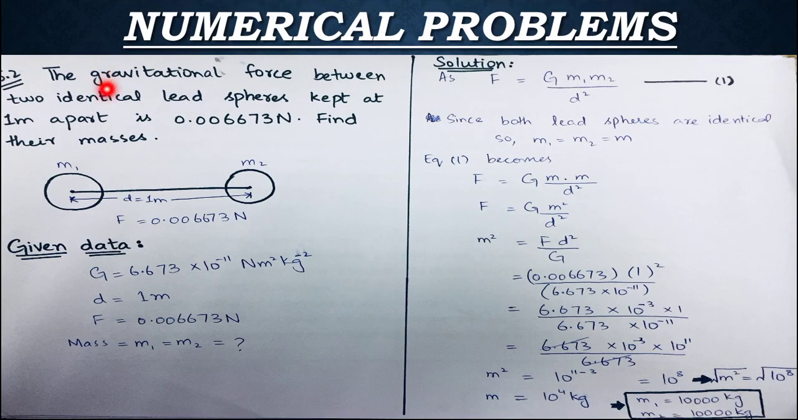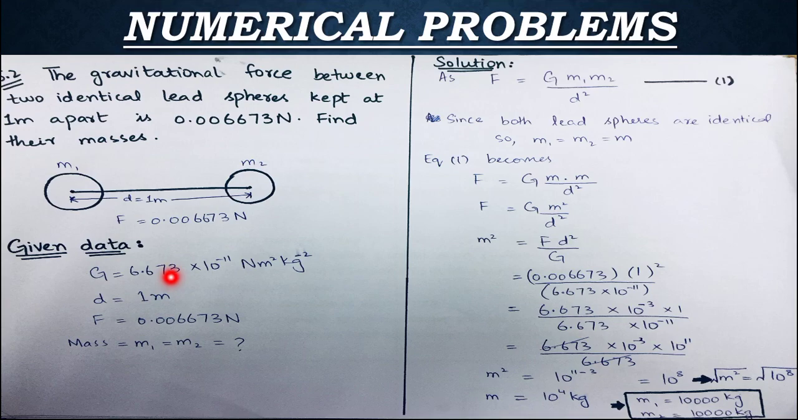Second one: the gravitational force between two identical lead spheres, identical means same, kept 1 meter apart is 0.006673 Newton. Find their masses. They said we have the same masses, we have the same lead spheres, we don't know their masses, and the distance between their centers is 1 meter, and the force of gravitation is 0.006673 Newton.